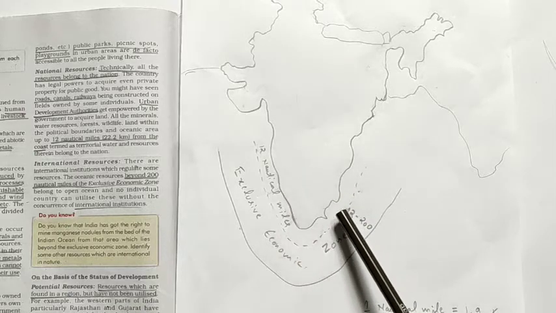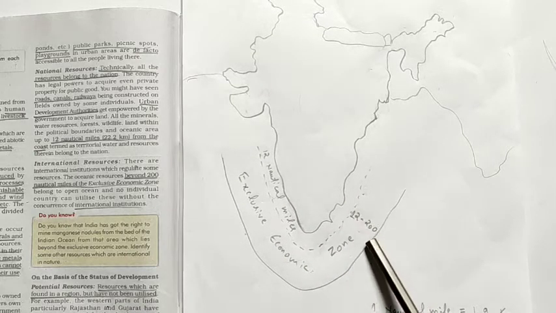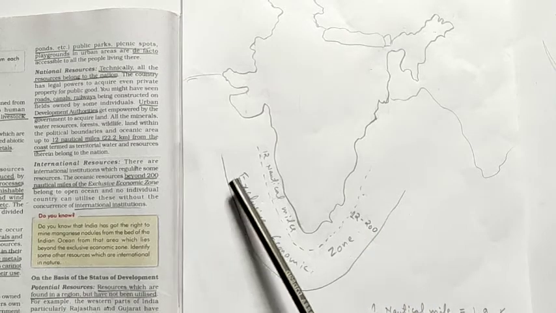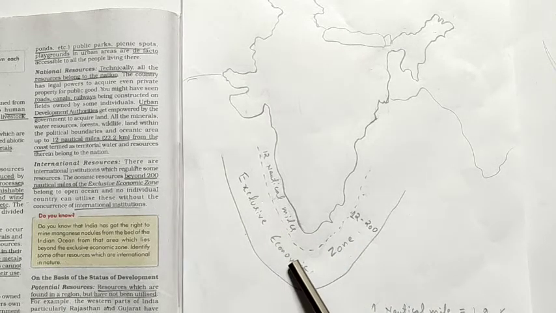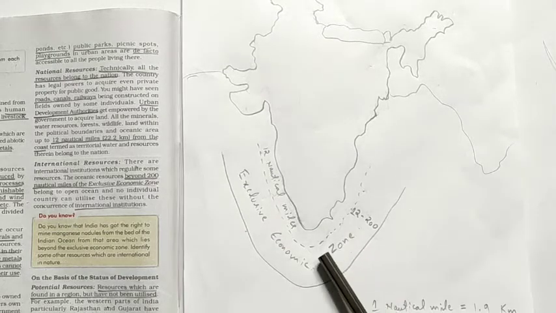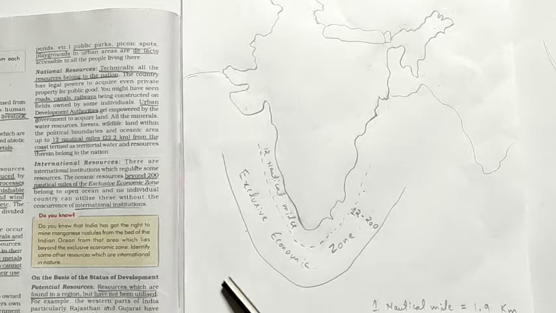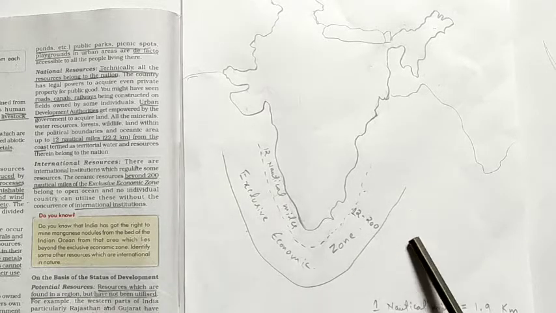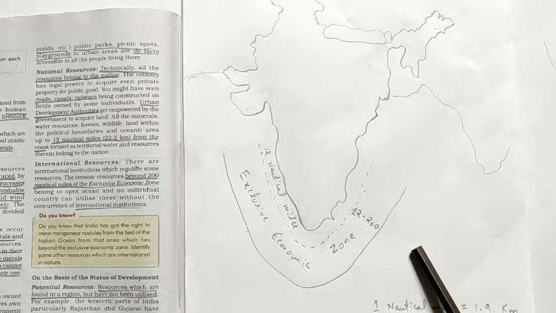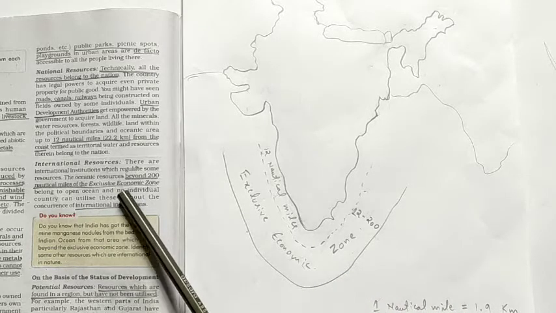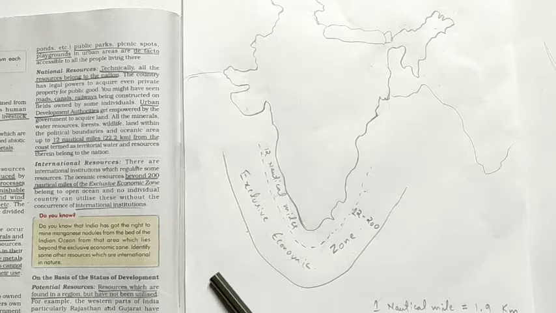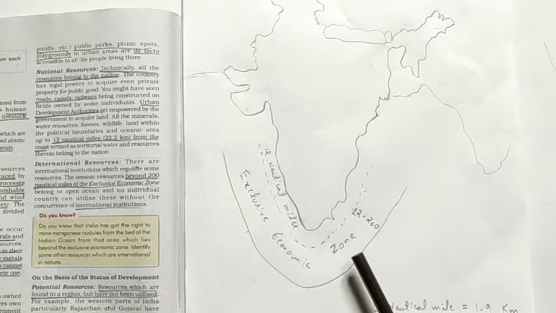And from 12 nautical miles to 200 nautical miles, this zone is called the exclusive economic zone. And beyond 200 nautical miles, whatever resources are available are owned internationally. So international resources means resources which belong to all the countries of the world. It is internationally owned and it is regulated by international institutions.